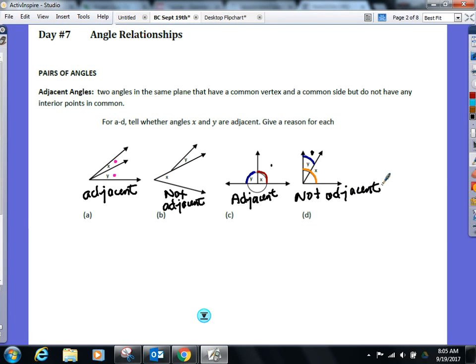Okay, everyone all right on adjacent angles now? Identified them. Questions? Moving on. Let's roll.